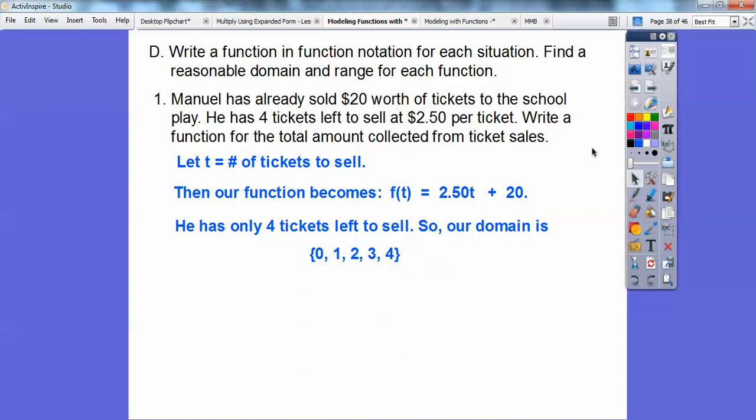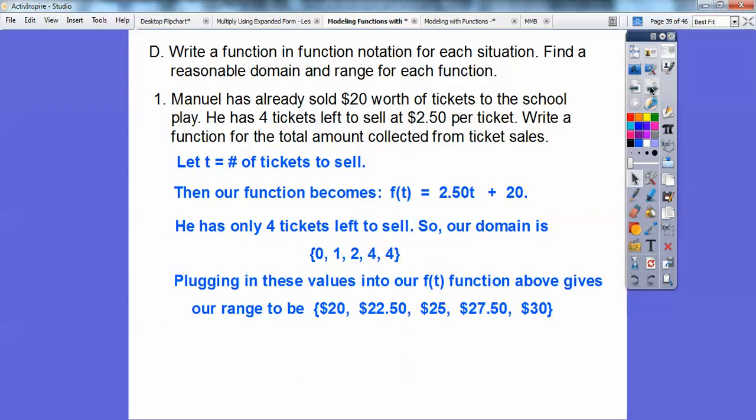Okay, so then we'll plug those values into f of T. When I plug in 0, 0 plus 20 is 20. When I plug in 1, 2.50 times 1 is 2.50, plus 20 is 22.50. Plug in 2, 2.50 times 2 is 5 bucks, so 5 plus 20 is 25. So all I'm doing down here is just adding 2.50, plus 2.50, plus 2.50, plus 2.50. These are our inputs, or our domain, and these are our outputs, our range. Remember, the dependent variable is your outputs.